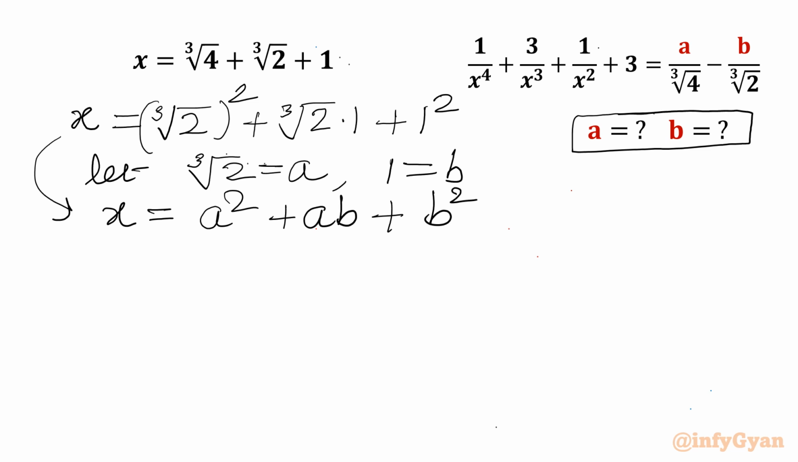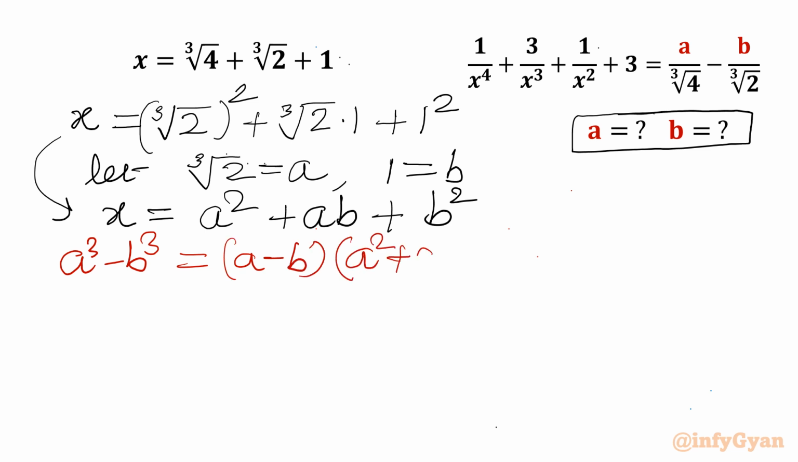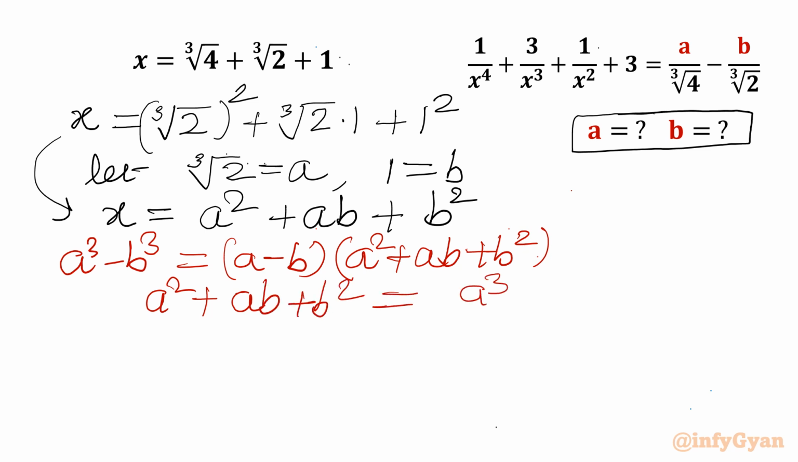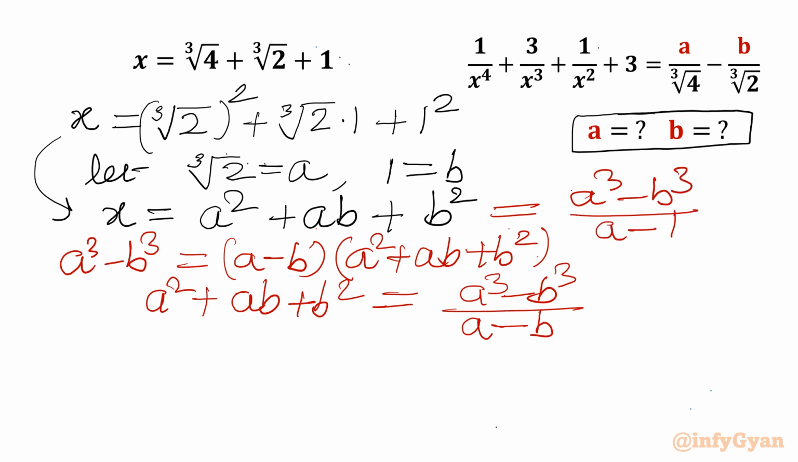Now I can write here one algebraic identity. It is A cube minus B cube equal to A minus B times A square plus AB plus B square. So I can write from here A square plus AB plus B square will be equal to A cube minus B cube over A minus B, where A is cube root 2, B is 1.